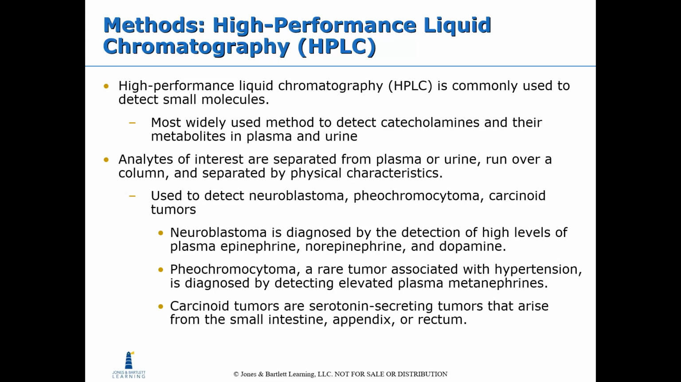It's used to detect neuroblastoma, pheochromocytoma, and carcinoid tumors. Neuroblastoma is diagnosed by the detection of high levels of plasma epinephrine, norepinephrine, and dopamine. Pheochromocytoma, a rare tumor associated with hypertension, is diagnosed by detecting elevated plasma metanephrines. Carcinoid tumors are serotonin-secreting tumors that arise from the small intestine, appendix, or rectum.